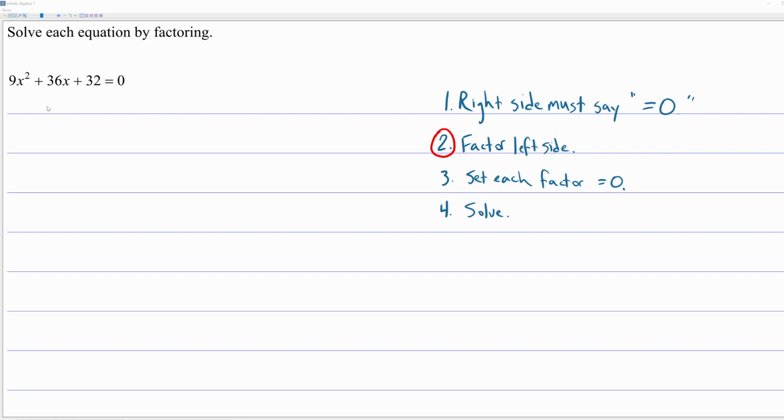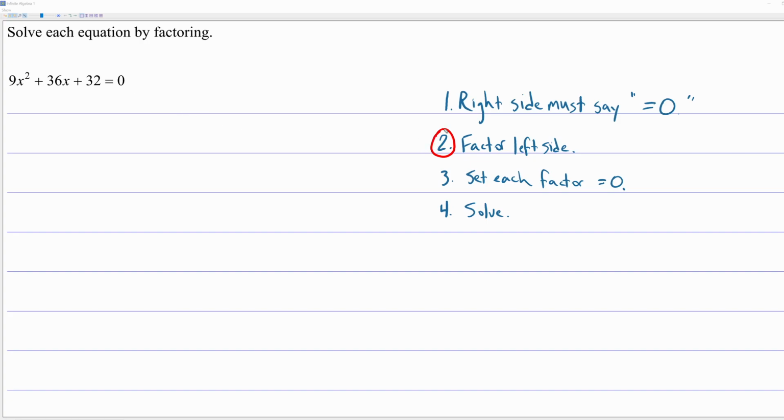Now, we can't use basic algebra to solve a quadratic equation because there's no way to get x by itself just by doing addition and subtraction like you're used to in equation solving. So this is going to take a different technique. Now, I've already written a step-by-step process on the side. The first thing to note is that the right-hand side must say equals 0. So if there's anything other than 0 on the right-hand side, you want to move that to the left.